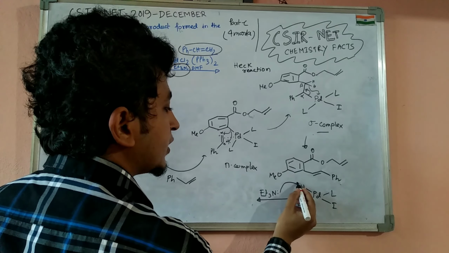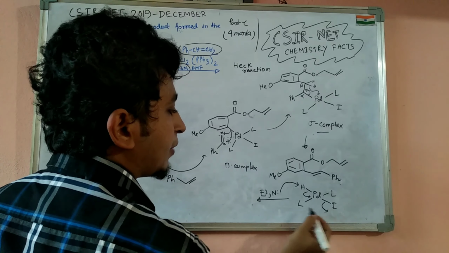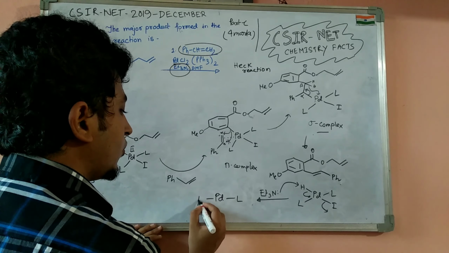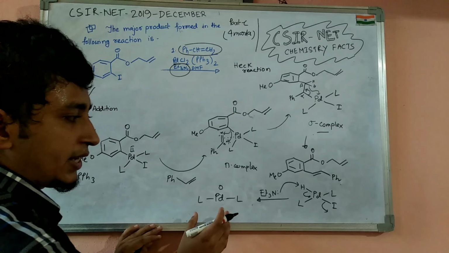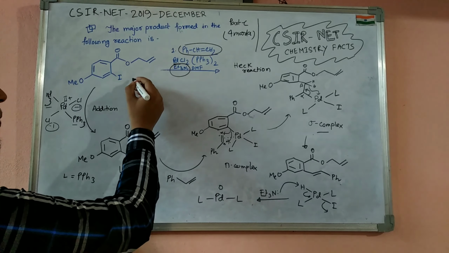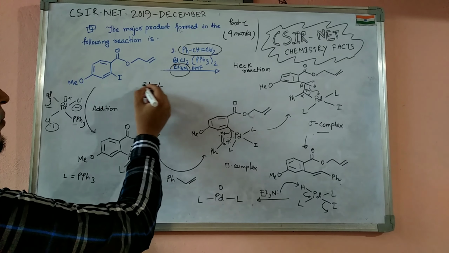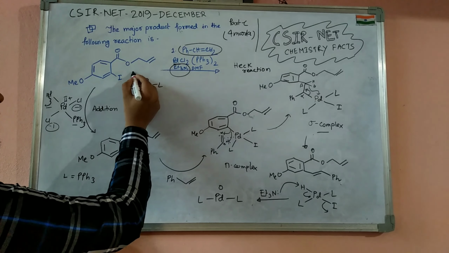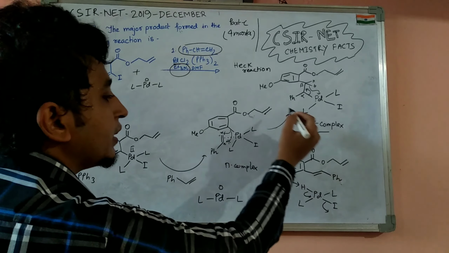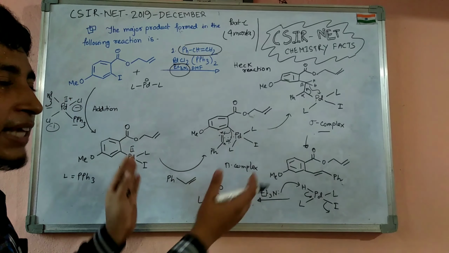This base will abstract this proton, and this will come like this, and this I minus will be removed, and it will form this complex where the palladium will be in the zero oxidation state, and this will again go for oxidative addition with this compound, right? So this palladium will go for oxidative addition and it will form this one, and again it will form this one. So there will be a cycle.